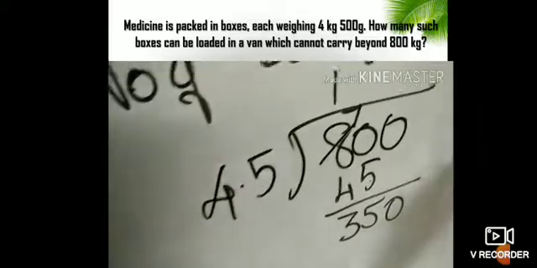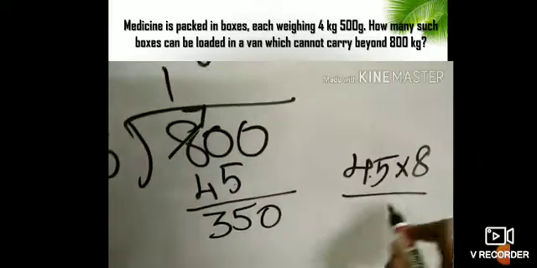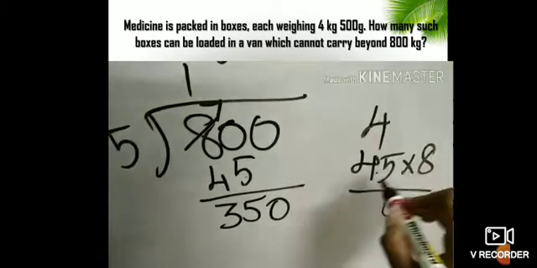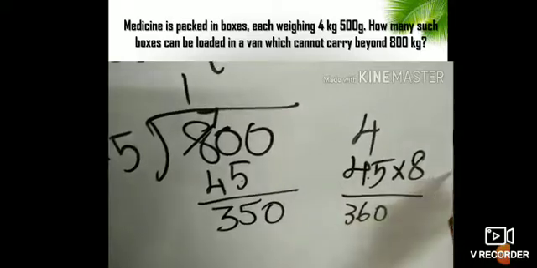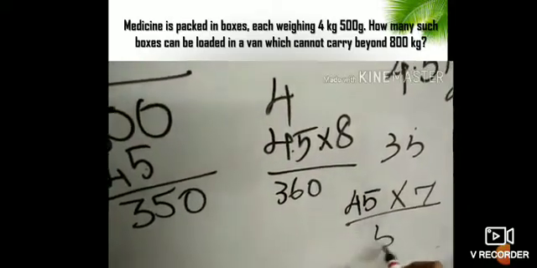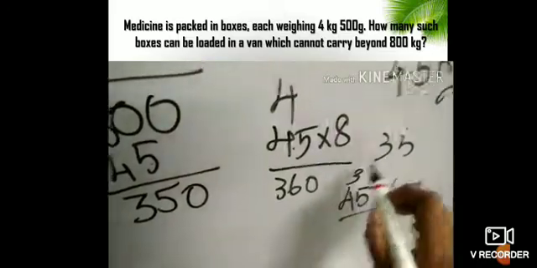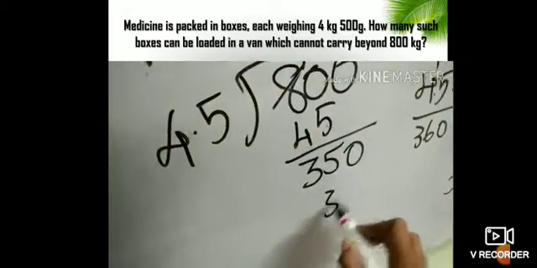So ones are 45, 350. 4.5 into 8. 8 5s are 40, 8 4s are 32, 36 into 6. 7 5s are 35, 7 4s are 28, 29, 30, 31. So 17 boxes.